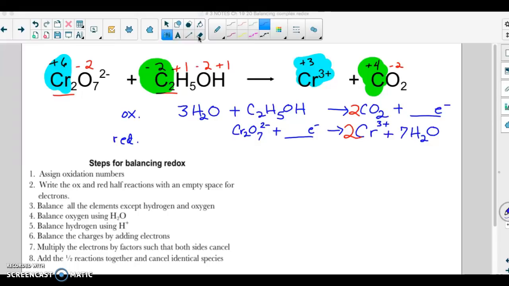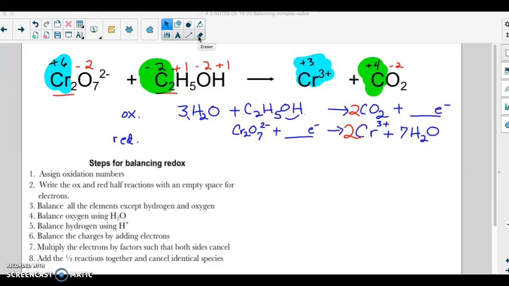Next step is going to be to balance the hydrogen. So on the top reaction, you can see that I have 6 hydrogens here. I have another 6 here. So I have 12 total hydrogens. So I'm going to add those 12 hydrogens to the product side.